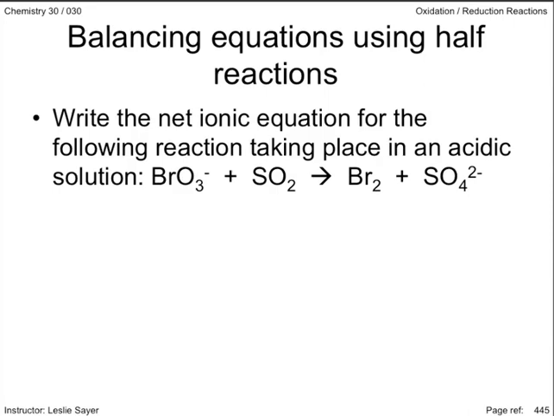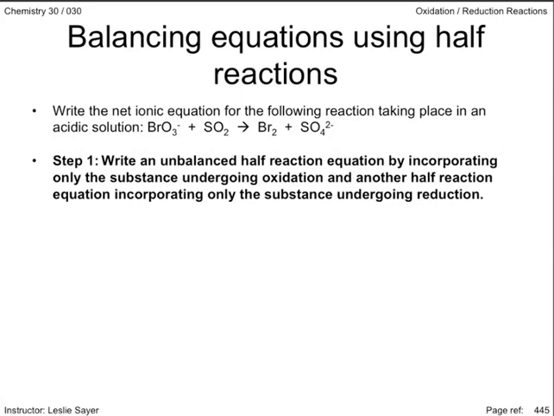The first step is to write out the half reactions. Some, if not all, of the components of this reaction may not be in your data book, so we compose our own half reactions. Step 1. Write an unbalanced half-reaction equation by incorporating only the substance undergoing oxidation and another half-reaction equation incorporating only the substance undergoing reduction. It seems like a big step, but what we're only focusing on are the two atoms undergoing the redox reaction.